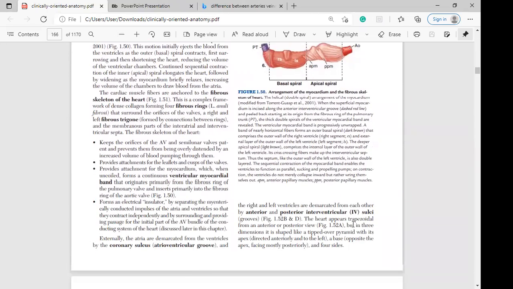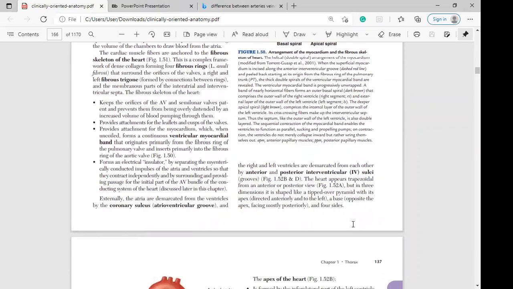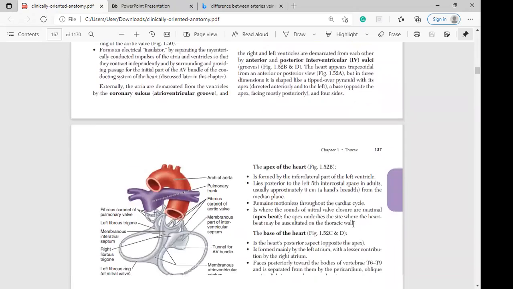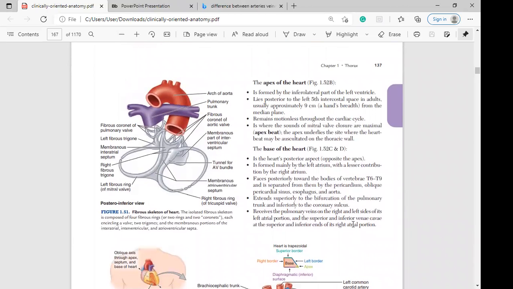Good. And we said the heart has how many parts? Two, the apex and the base. What forms the apex of the heart? The left ventricle, the inferior lateral part of the left ventricle. That is located in the fifth intercostal space on the left side, and that is where you hear the apex beat.